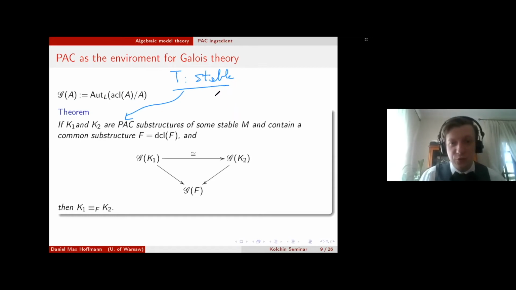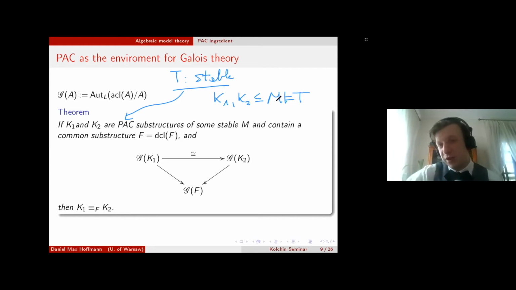So K1 and K2, you take substructures in some model, say the monster model of T. Okay, they are just substructures, but they satisfy this condition that they are existentially closed in all regular extensions inside this monster model M. So you take another structure which is embedded in M, and which is regular over K1, and then you expect that all the existential formulas also have solutions in K1.